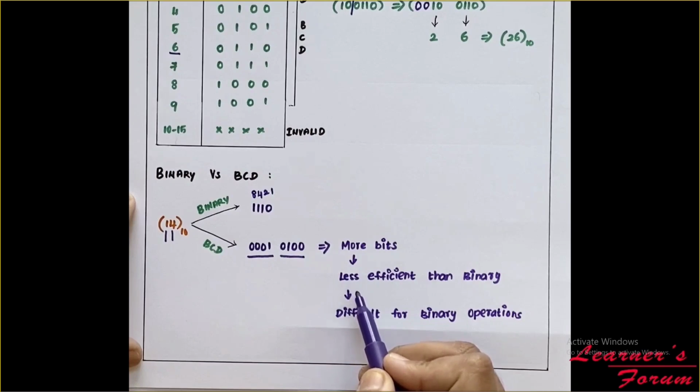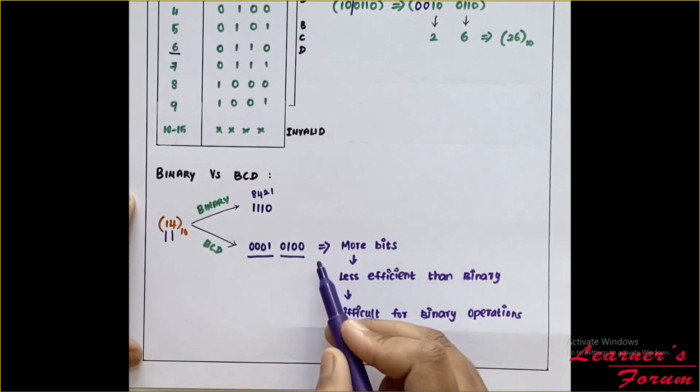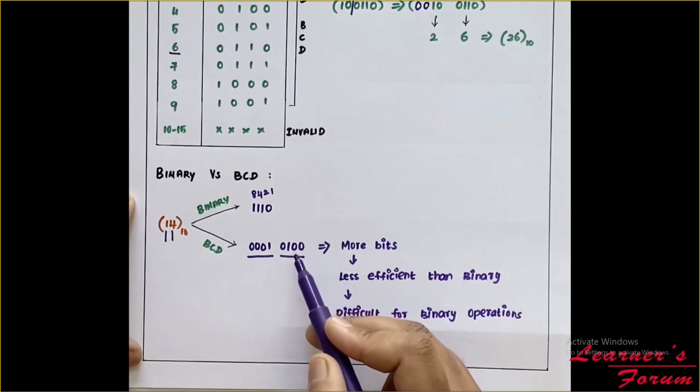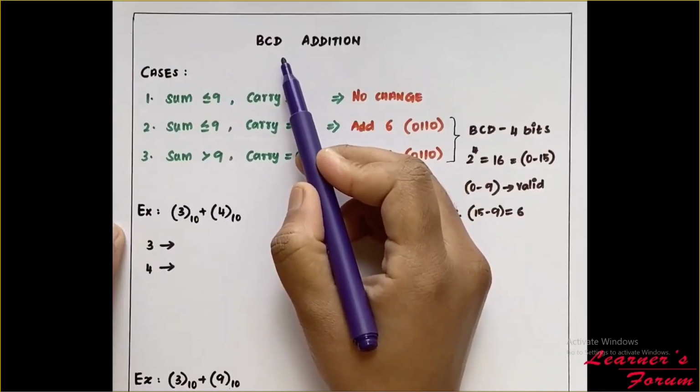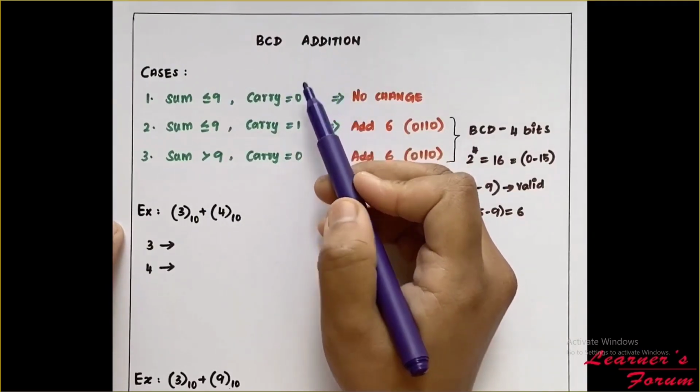And since we have more bits, if we are performing any binary operations, it will be difficult. This is the disadvantage of BCD when comparing it with binary. Next, consider BCD addition.